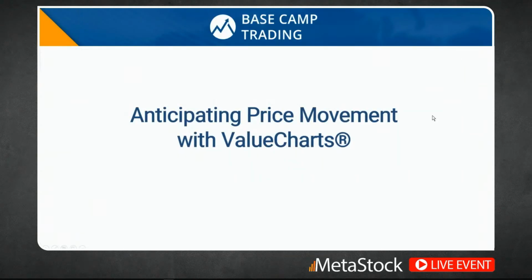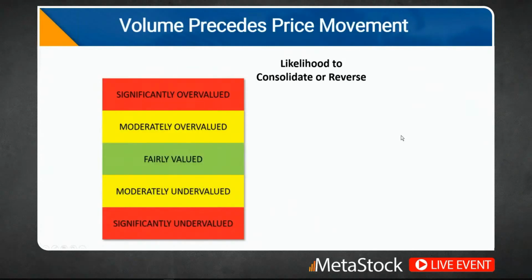So how does value charts help us anticipate price movement? In other words, how can we make better trades with it? Well, it helps to know what's the likelihood of the market to stop moving in that direction. It turns out that once you get into the red, there's a 90% chance that you're not going to keep going in that direction. 9 out of 10 chance. That's pretty good odds that once it turns red, it's not going to keep rising. It doesn't mean it's going to reverse, although it does often, but it means that it's not likely to keep moving up. Same thing if it goes significantly undervalued.